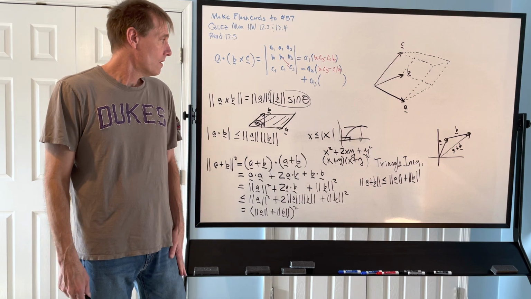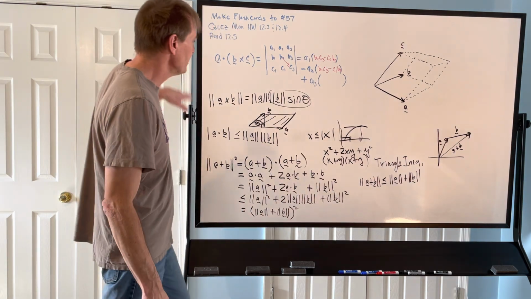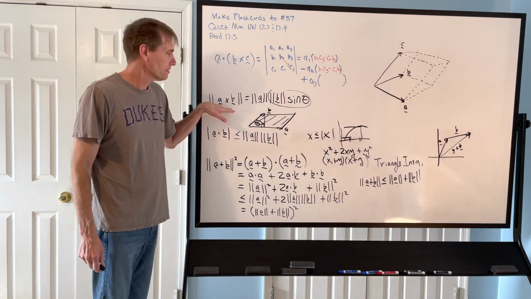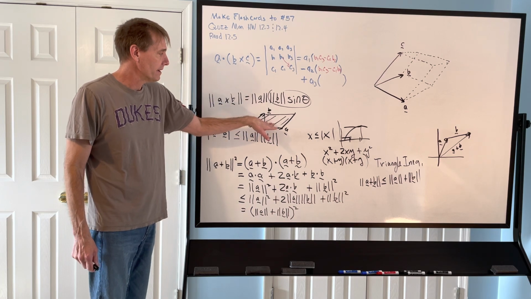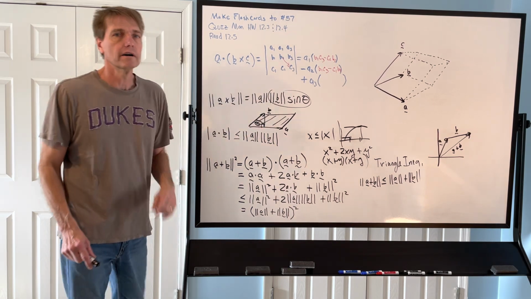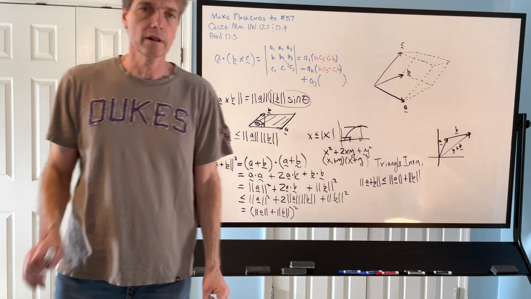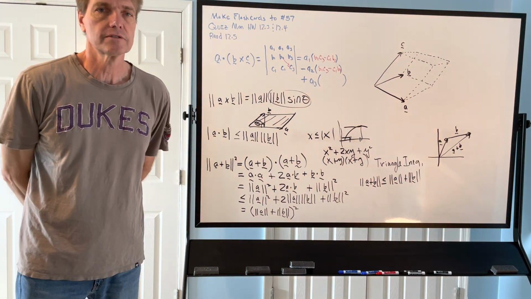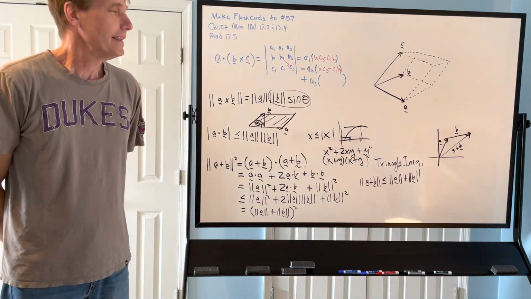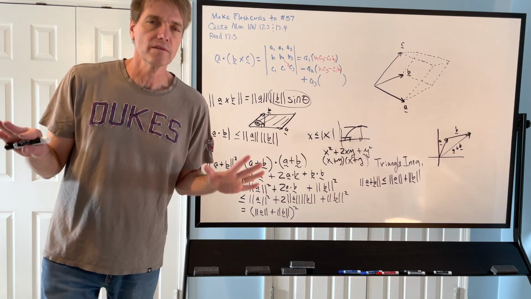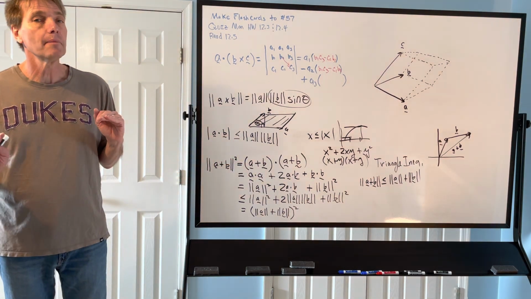Okay, we talked about the norm of the cross product as being the area of the parallelogram that naturally comes from our two vectors. Now we're going to jump it up a dimension. You're like, no, Dr. Warren, let's not do that. No, we're going to jump it up a dimension.